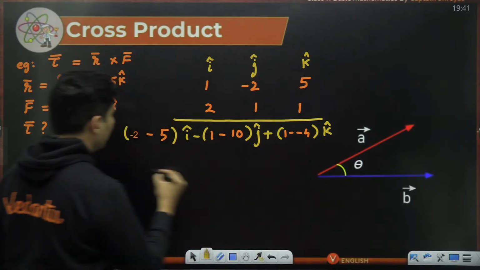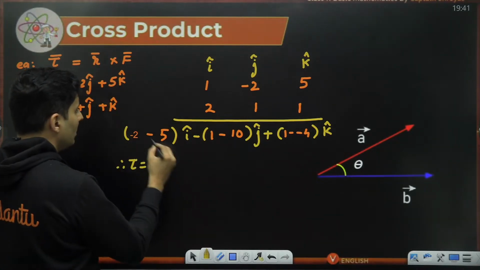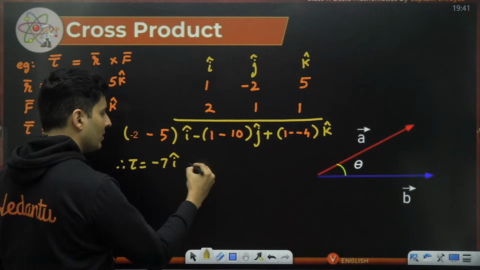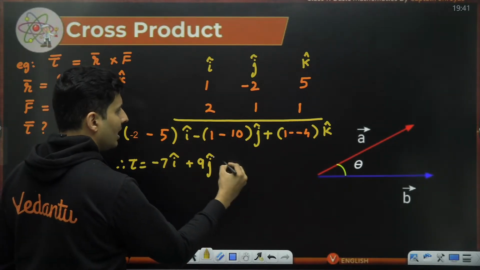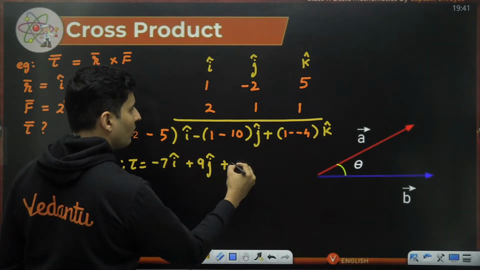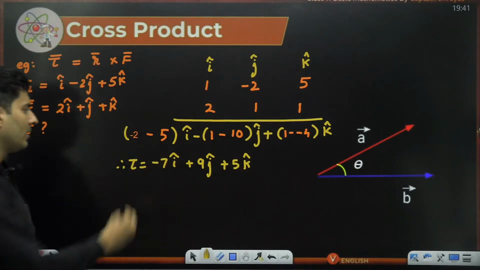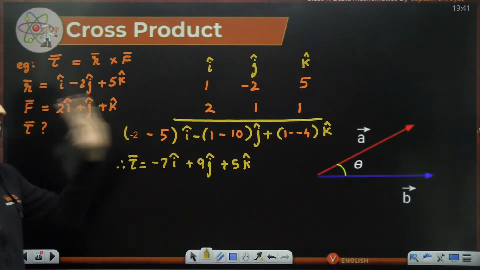Okay, so what will this be? Therefore, torque will be equal to minus 7 i cap. 1 minus 10 is minus 9, so it will become plus 9 j cap. And minus minus is plus, so plus 5 k cap. So that is the torque, the torque vector over here.